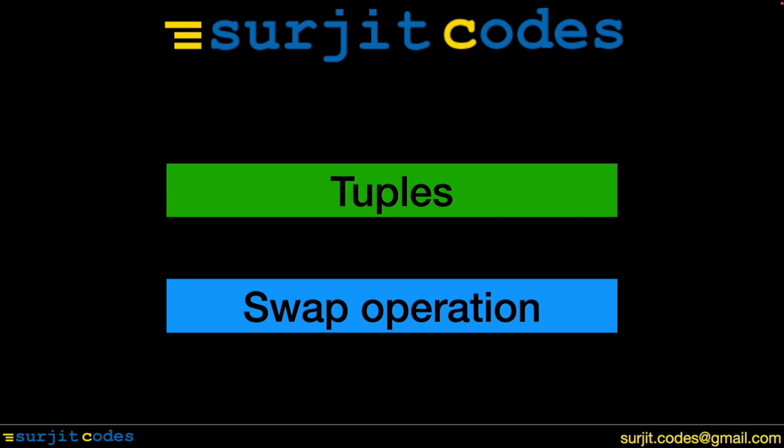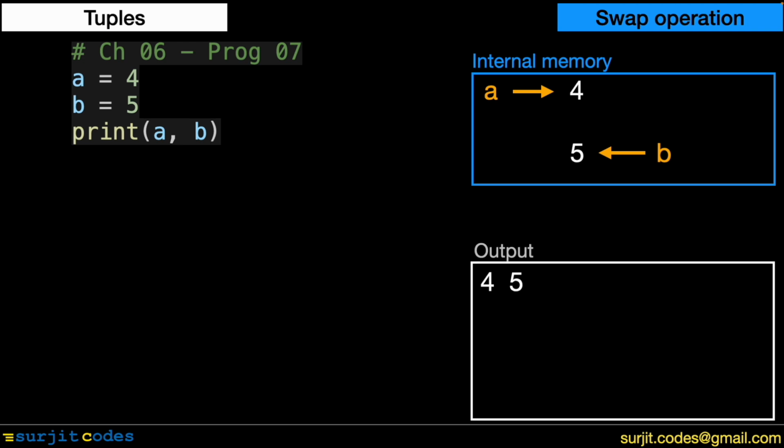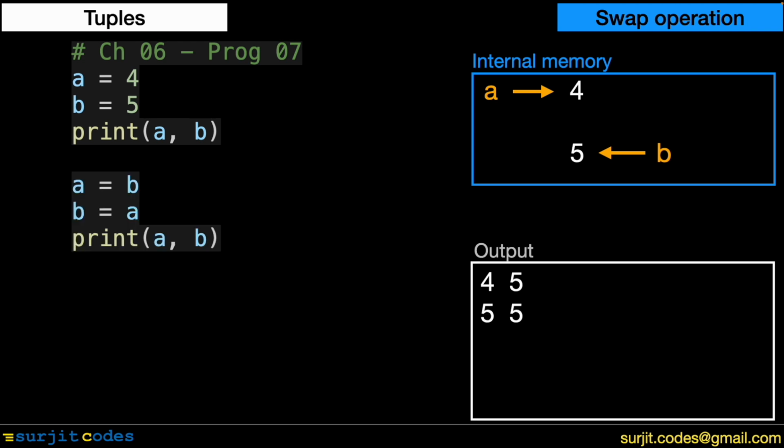Swapping the contents of variables is very important and is employed often in programming. To begin with, we are given a equal to 4 and b equal to 5. Our aim is to interchange their values. If we write a equal to b and b equal to a, it does not help because it gives 5, 5 as the output. The reason for this is simple.